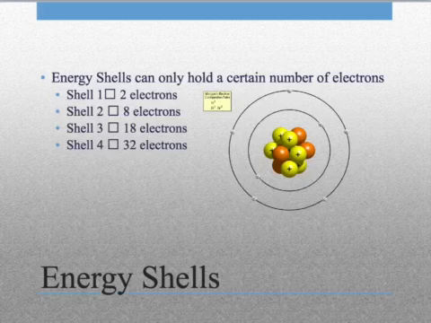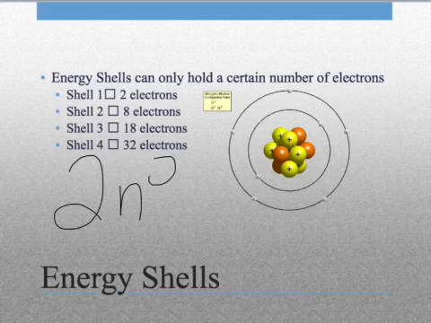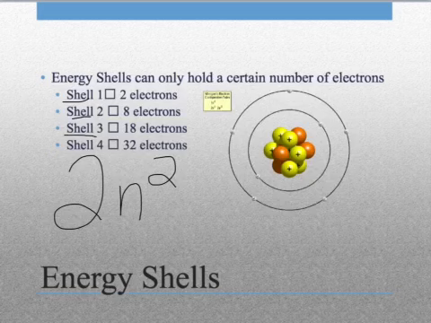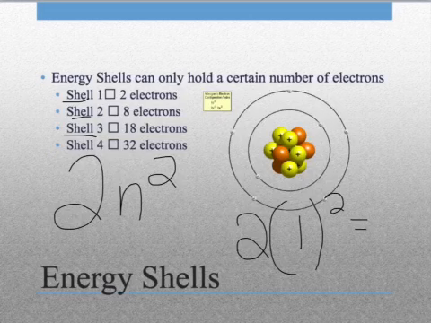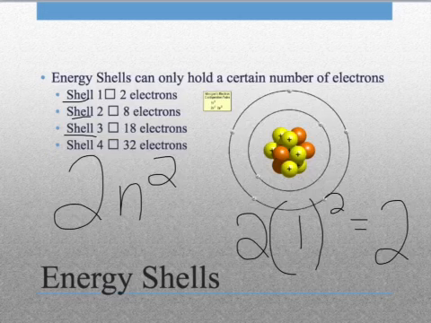Each energy shell is only going to be able to carry a certain number of electrons, and there's a mathematical formula for finding it. That mathematical formula is 2n squared, and n represents the shell number. So if I'm in the first energy shell, I'm going to put a 1 in my formula. So I would have 2 times 1 squared. 1 squared, 1 times 1 is 1, times 2 would be 2. So in the first energy shell, I can hold 2 electrons.